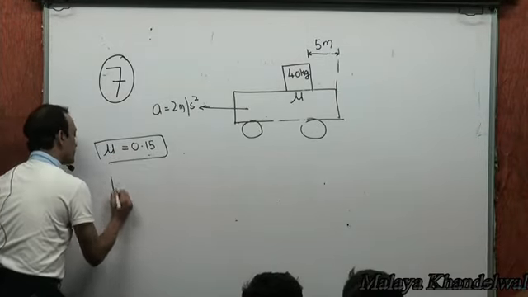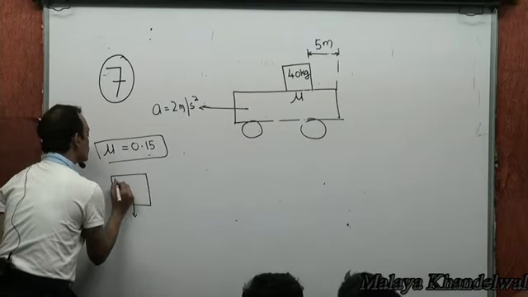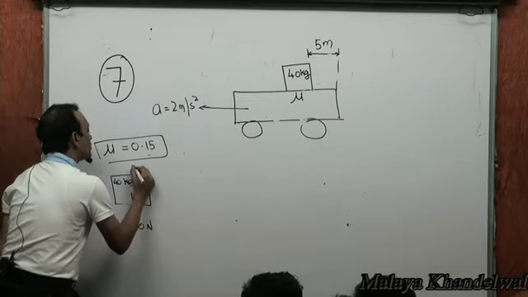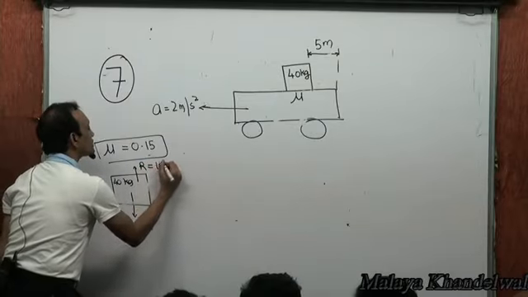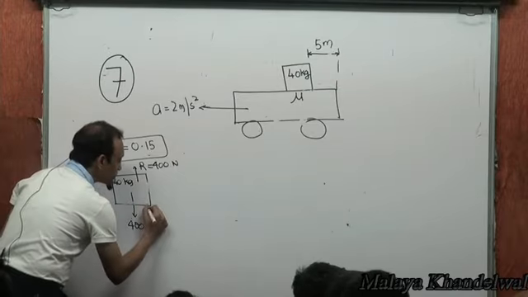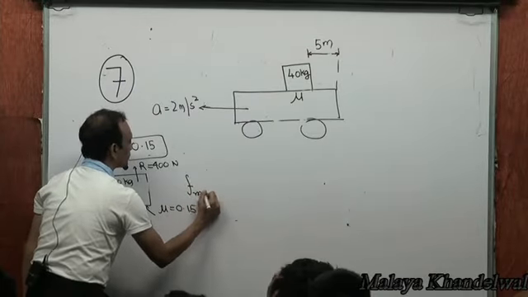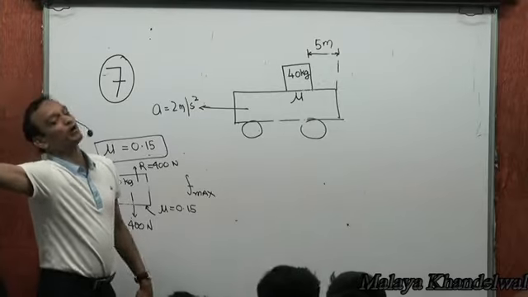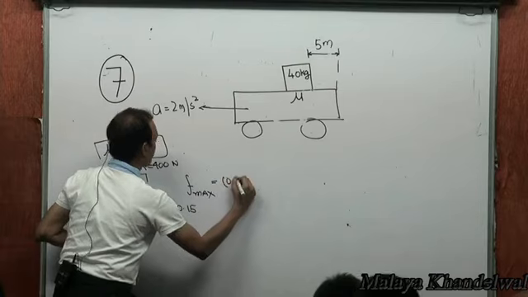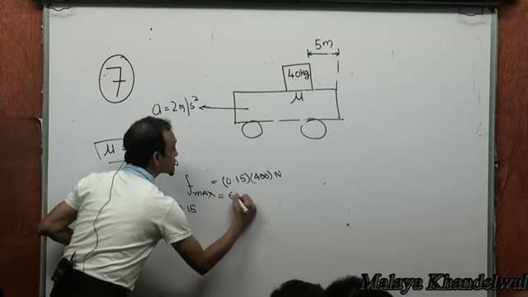First of all, between the block and the truck, what are the forces acting on this 40 kg block? 400 newtons downwards. Normal reaction R from the truck is 400 newtons to maintain vertical equilibrium. Now, mu is 0.15. So maximum static friction, not the actual value of friction, but the maximum possible value of friction between the block and the truck is going to be 0.15 into 400, which is 60 newtons. Maximum static friction, right?